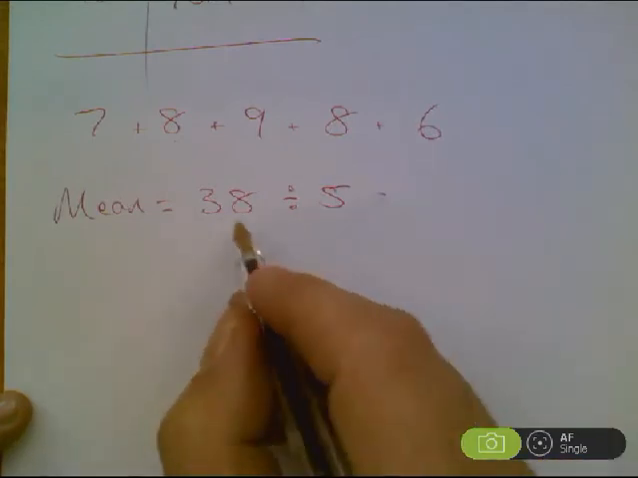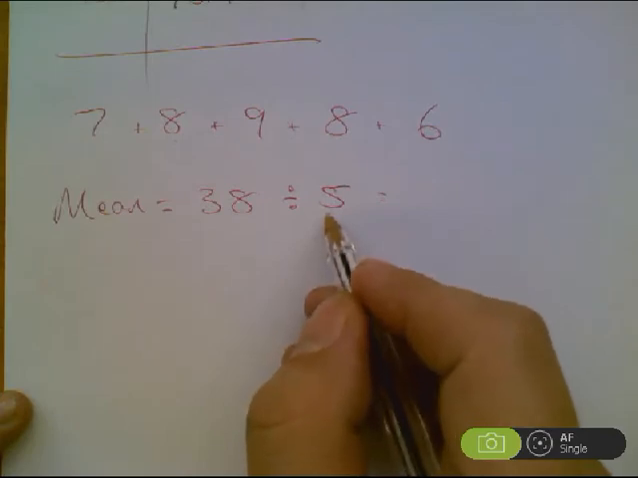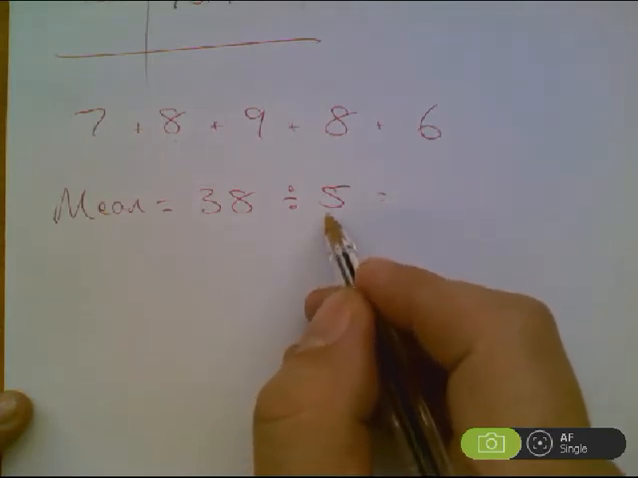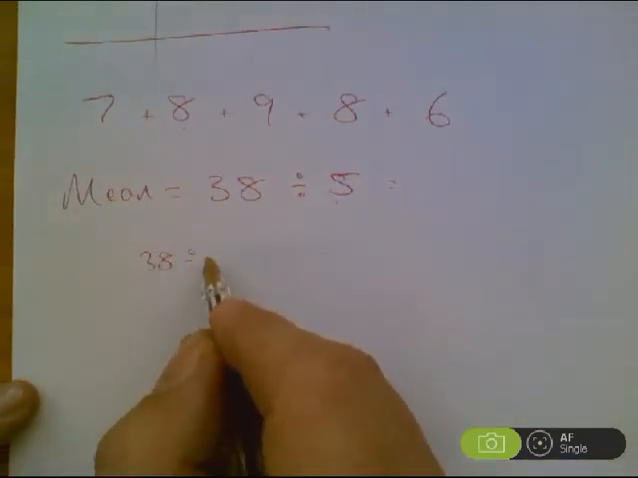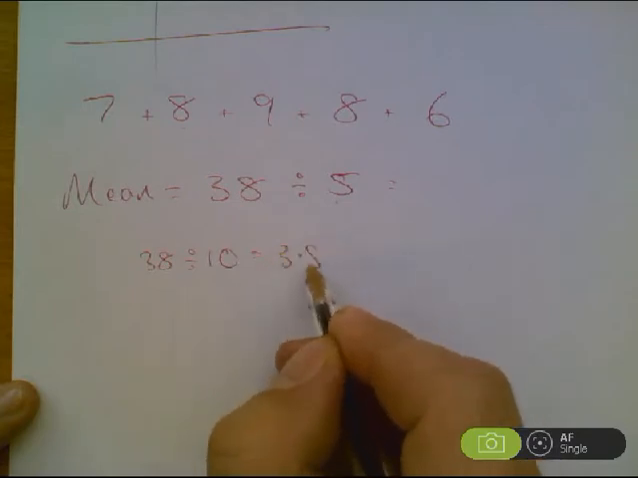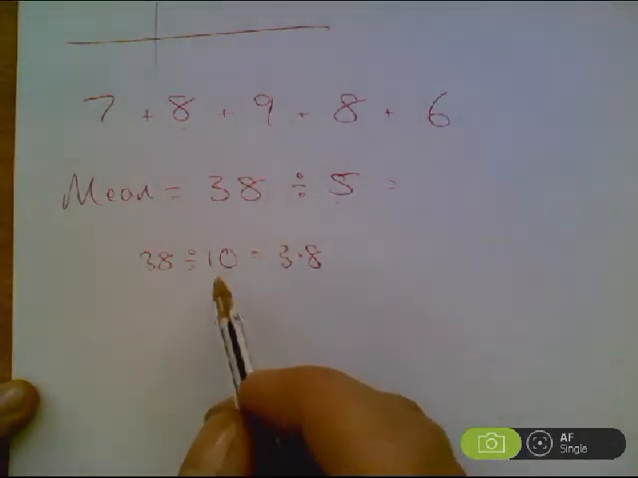Now one way of dividing by 5 we looked at is to say, well, instead of splitting it into 5 equal bits, I'll split it into 10 equal bits because that's easier. So I'll actually do 38 divided by 10 because that's easier, that's 3.8. But I only wanted it split into 5 equal bits.